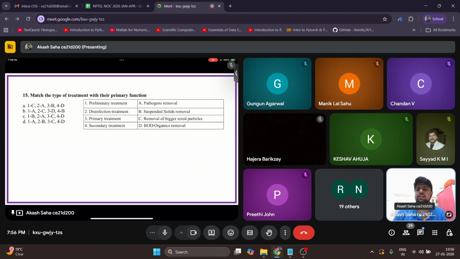Match the type of treatment with their primary function. So we have preliminary treatment, disinfection treatment, primary treatment, and secondary treatment. So please match with the corresponding primary function.